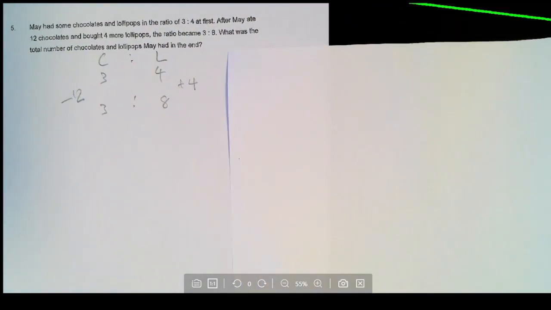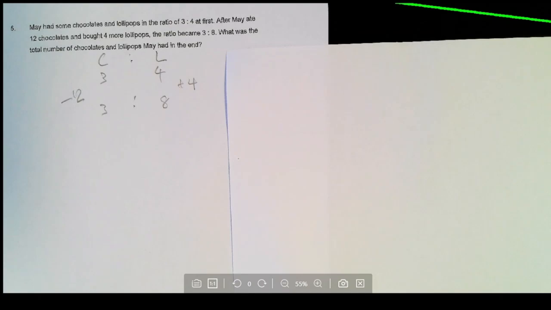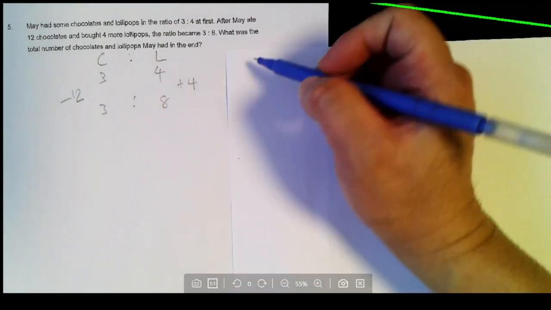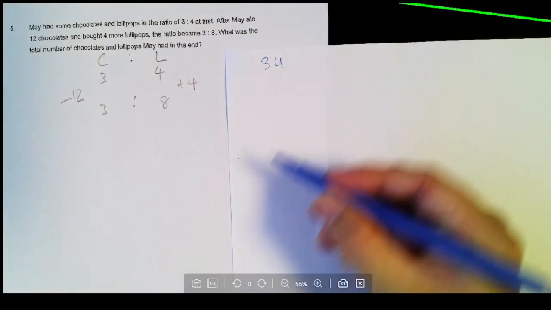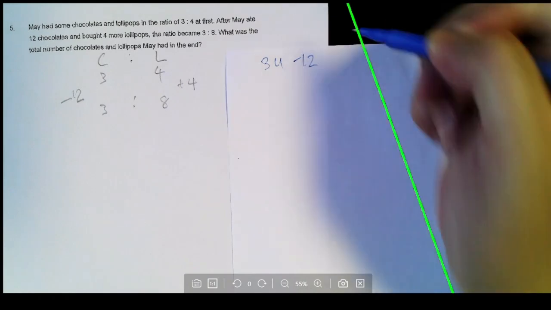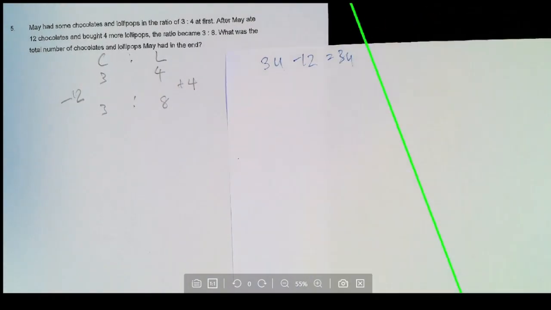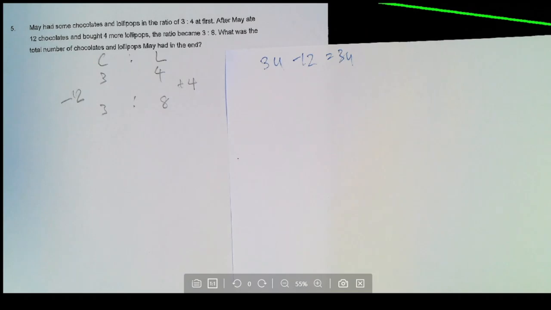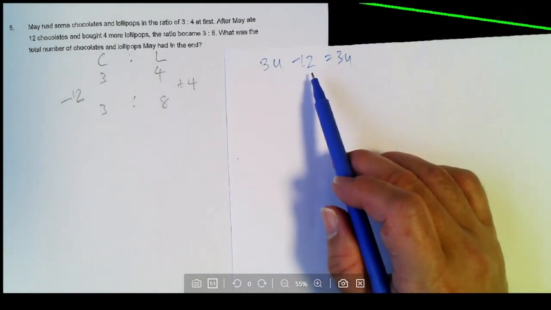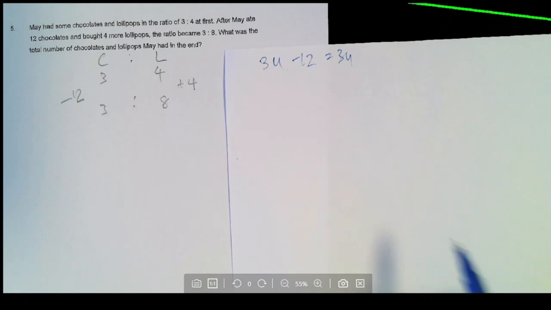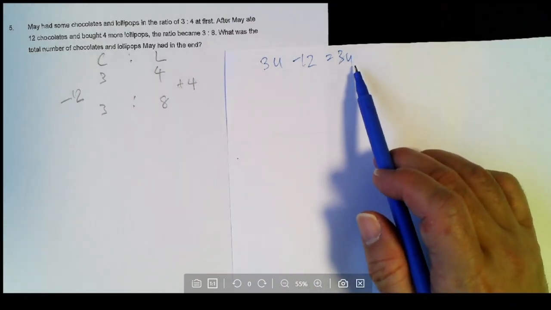Okay, so I'm going to write here. Okay, so let's form equations. 3u minus 12 equals 3u. Does that make sense? Huh? Does that make sense? 3u minus 12, you still get 3u. Does that make sense?